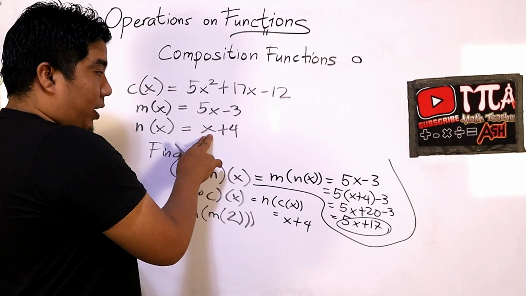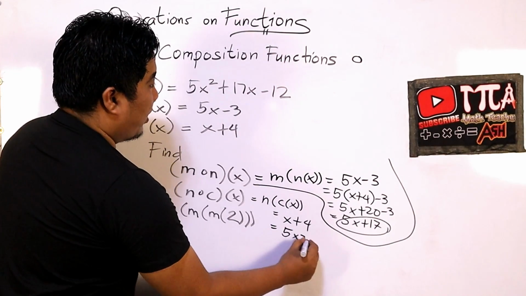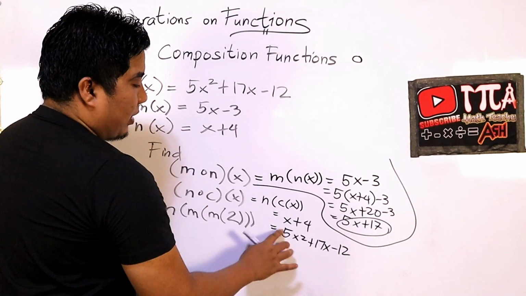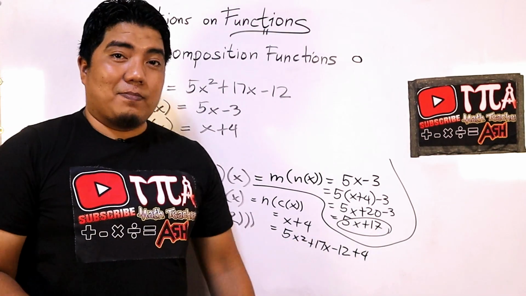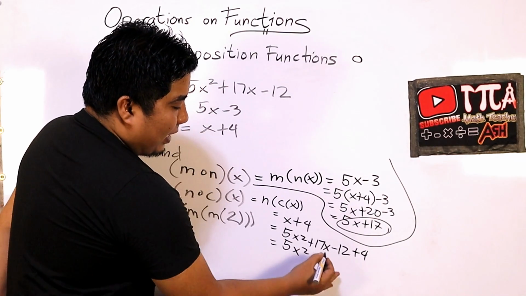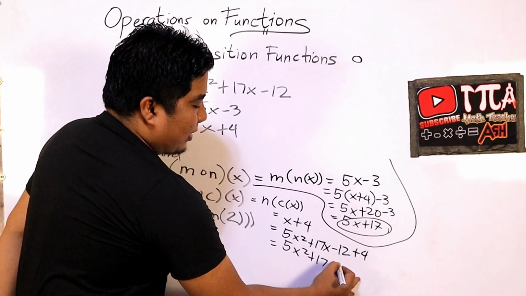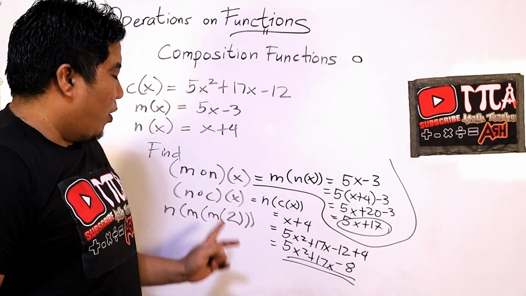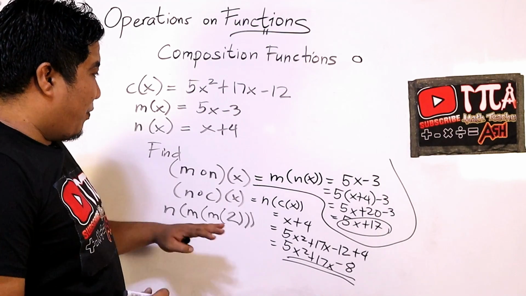We just replace it to our x here, giving us 5x squared plus 17x minus 12. That is for x. Then we just add plus 4. Easy, right? So we simplify. That is 5x squared plus 17x, negative 12 plus 4, that is negative 8. And this is your final answer for this second problem. Easy, right? And now let us go to our final problem.